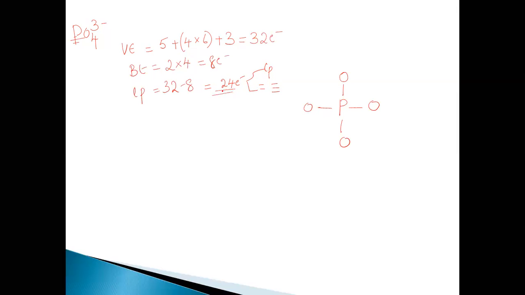So try writing the lone pairs of electrons on the terminal atoms first and then go to the central atom if there are any left. So 16, 18, 20, 24. These are 6 fours, 24 electrons. So all these 24 electrons we have written on the terminal atoms. Now let's see whether the octet is complete for all these. This is 8, this is also 8, 8, 8. So central atom phosphorus is also having 8 electrons.